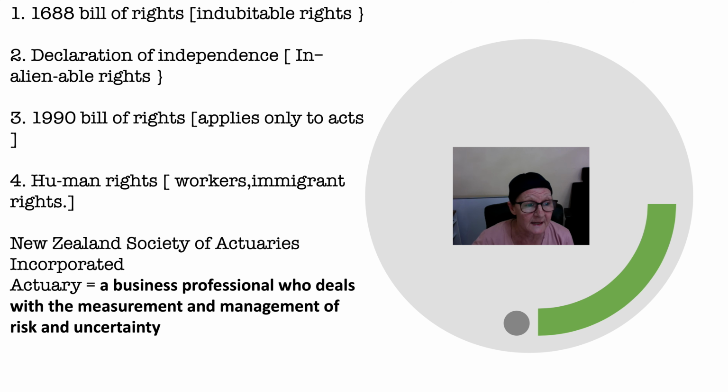The next set of rights we have are the Declaration of Independence. Now, this is for America, and in America they have got inalienable rights. You might want to wonder why they have inalienable rights and why we have indubitable rights, which are very different.